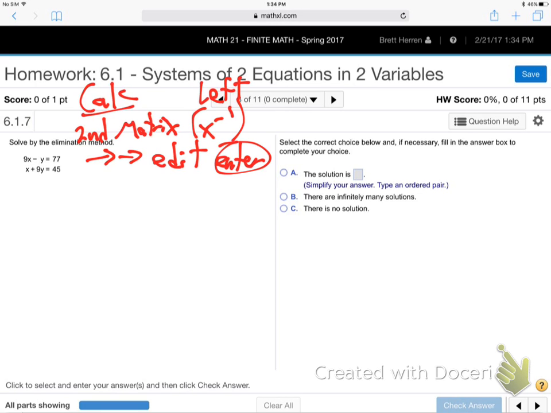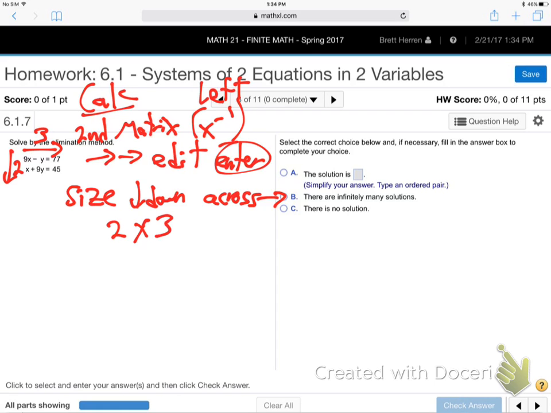Now, you have to put in whatever the size of the matrix is. What am I talking about, the size of the matrix? The size is always down and then across. It's the opposite of graphing. Remember how in graphing you always go across first, then up or down. So in this matrix, it's 2 down, 3 across. There's 2 rows, and it's 1, 2, 3. You count everything: X's, Y's, and answers, 3 across. So you want to enter a 2 by 3 matrix.